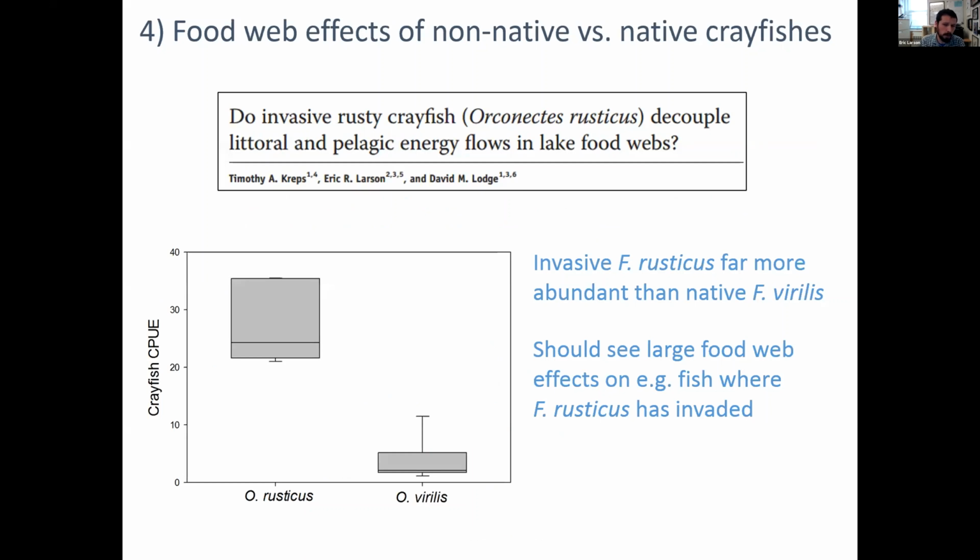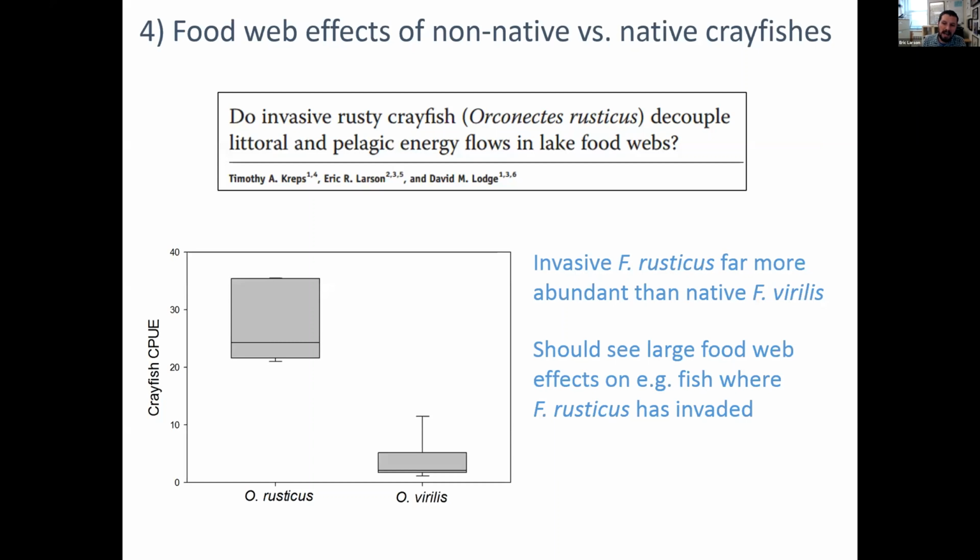For example, rusty crayfish in northern Wisconsin, going back to that Gretchen Hansen paper, we do know that rusty crayfish tend to be hyperabundant compared to the natives they've displaced. Here's a series of lakes, 5 or 6 lakes with rusty crayfish that have average catch per unit effort in traps of 25 to 35 rusty crayfish per trap, in comparison to the native virile crayfish that tends to be much less abundant in lakes that rusty crayfish haven't invaded.